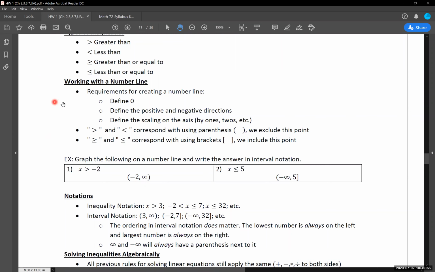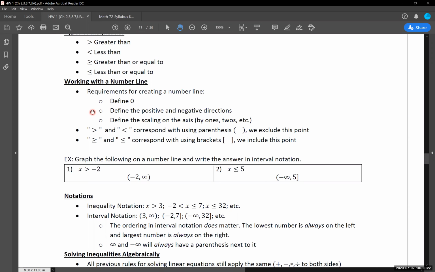So to work with a number line, we do have some requirements for creating these things. And I'll go through an example of it here with these two. So our requirements for creating a number line. We need to define where 0 is, because it's going to be showing up in these things, and we need to know where our positive and negative ends up being. It's kind of like we have here. So we need to define the positive and the negative directions along our number line.